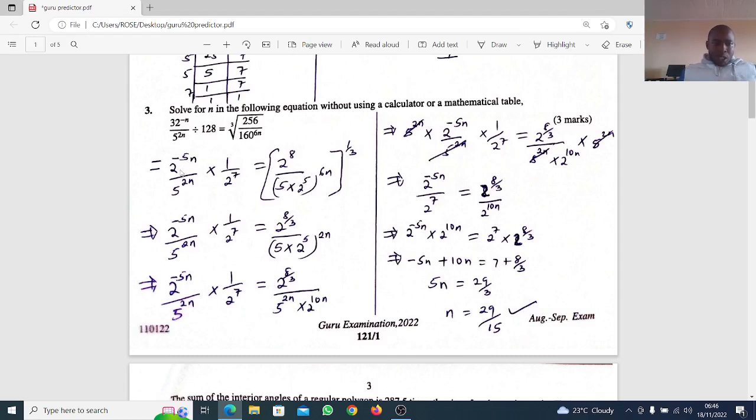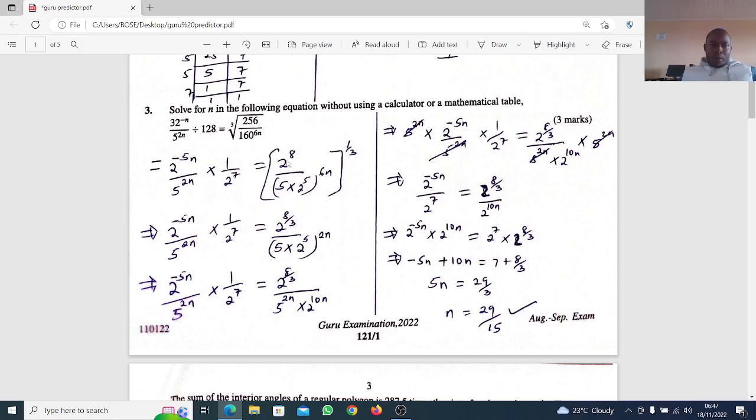So I've expressed it in that format. So we shall be having 2 now. This is 2 raised to power negative 5, because 2 power 5 is 32. So 2 raised to power negative 5 times 2 raised to power 5 times negative n gives you 2 raised to power negative 5n, over 5 power 2n times. This is like divided. When it's divided, it is 2 power 7 over 1. When we multiply it, we reciprocate, so it becomes times 1 over 2 power 7. This gives you 2 power 8 divided by, that is all over, 5 times 2 power 5 raised to power 6n, the way it is. All this raised to power a third, because the cube root is the same as the power of a third.